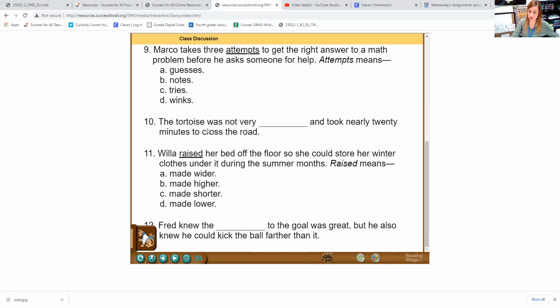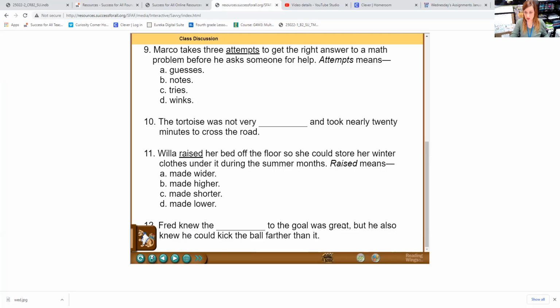The next one says the tortoise was not very blank and took nearly 20 minutes to cross the road. So think about one of those vocabulary words to fill in the blank. Willow raised her bed off the floor so she could store her winter clothes under it during the summer months. Raised means, does it mean made wider, made higher, made shorter, or made lower? And the last one says, Fred knew the blank to the goal was great, but he also knew that he could kick the ball farther than it.